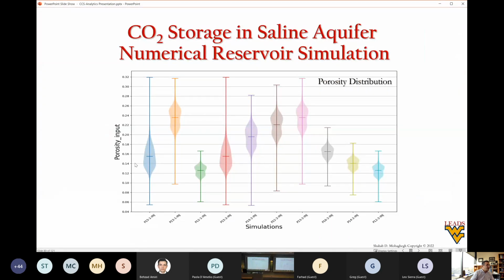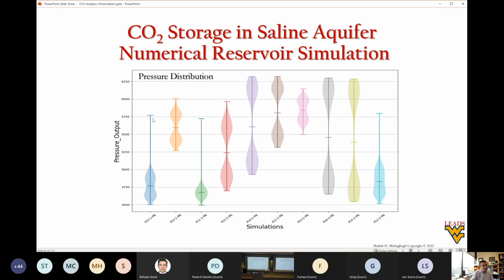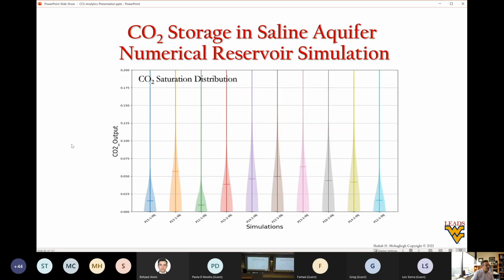And this is the distribution of porosity for several of the simulations, so you can see how porosity is different in each geological realization. This is the permeability distribution of different rock types. This is rock type 4, 3, 2, 1, as I showed you. And of course, this is the pressure distribution, the results that we get. You can see how different they are. This is what we are trying to model. And this is the saturation we're trying to model. You can see how different they are in different reservoir simulations.